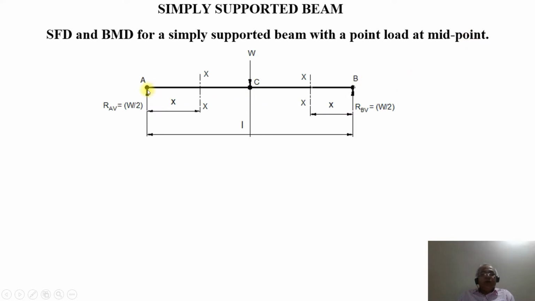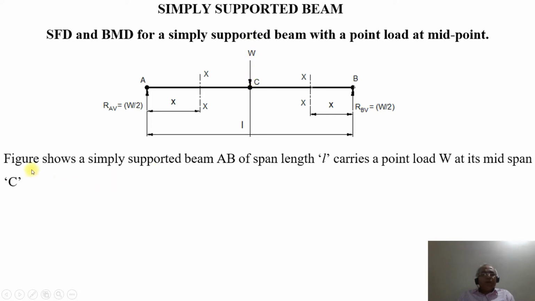So that means you have a simply supported beam AB, supported at A and B, and then you have a point load acting at the midpoint of this beam at the point C, acting downwards, which is W, capital W. The figure shows a simply supported beam AB of span length L, carrying a point load W at its midspan C. So what are the support reactions?